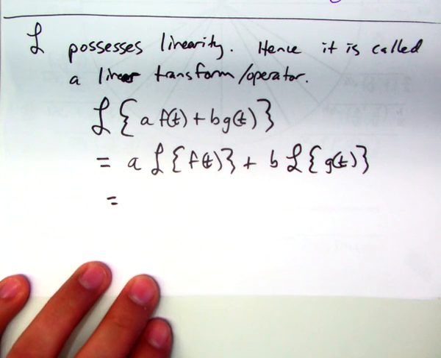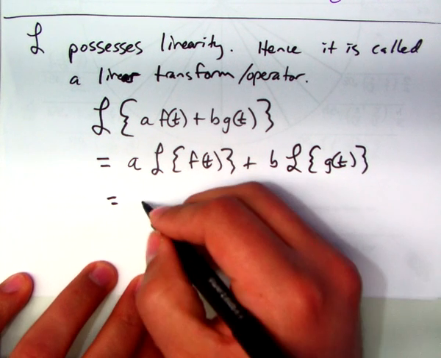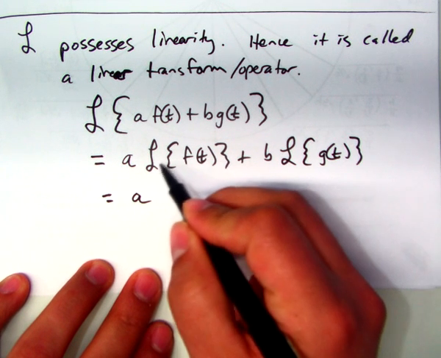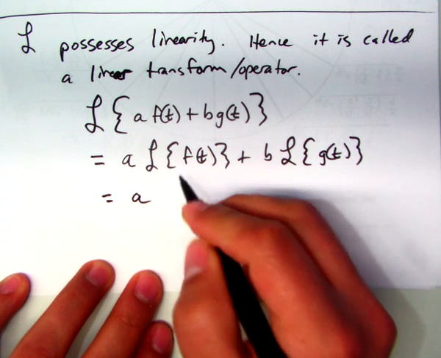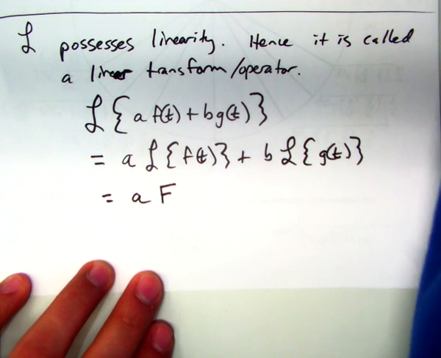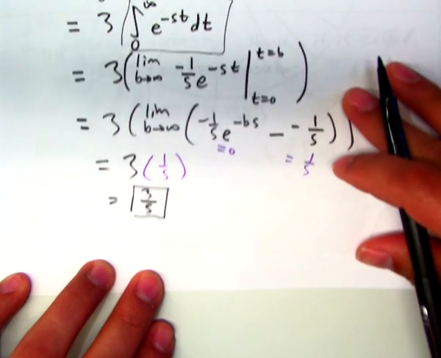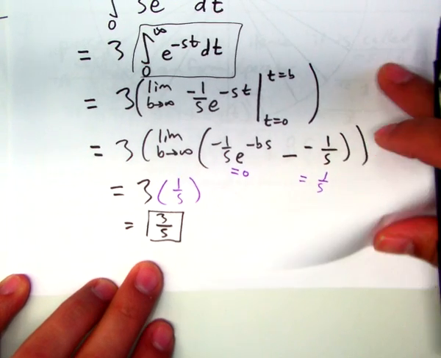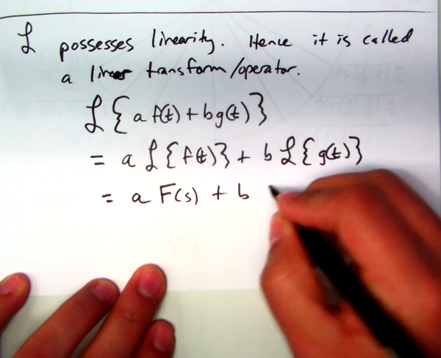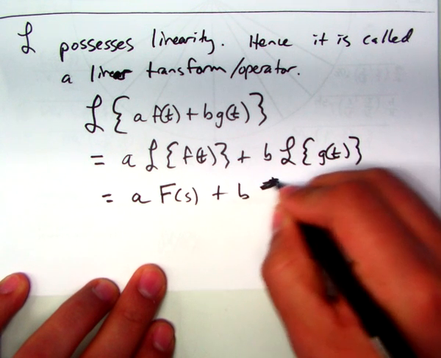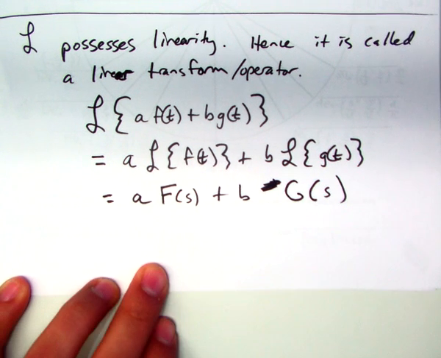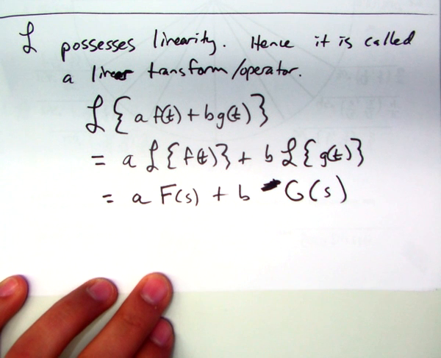And now, using our notation from earlier, what happens with the notation here? After we take the Laplace transform of little f, we get big F. And notice, every time we do this, what variable do we end up with? S. So this is the same as A times capital F of s plus B times capital G of s.